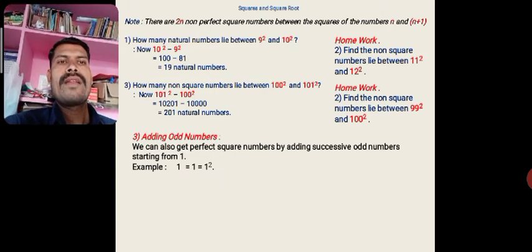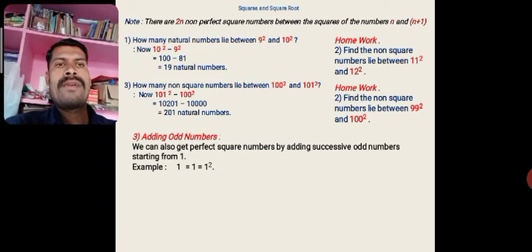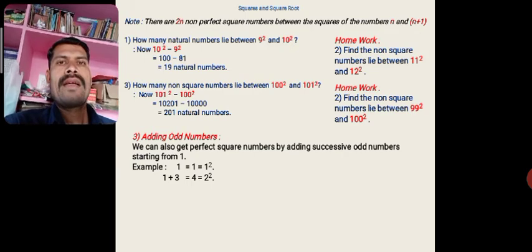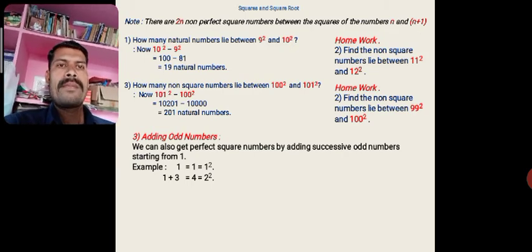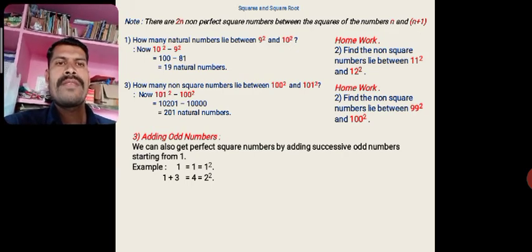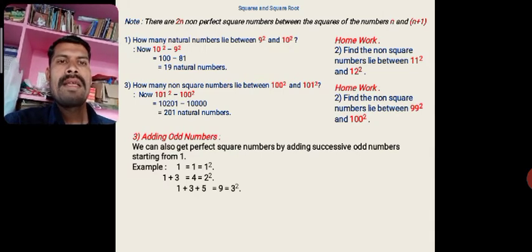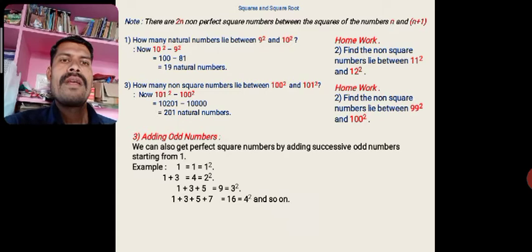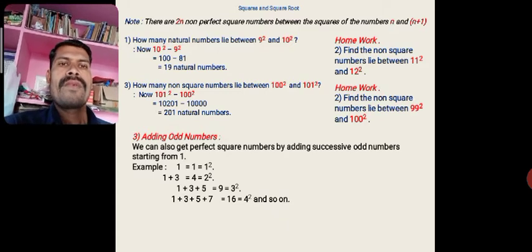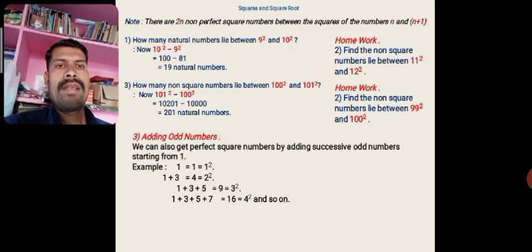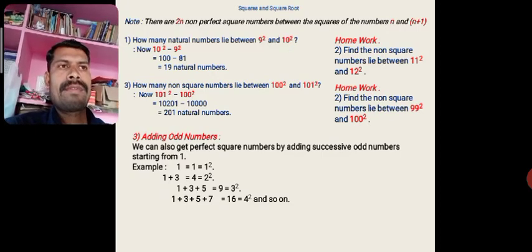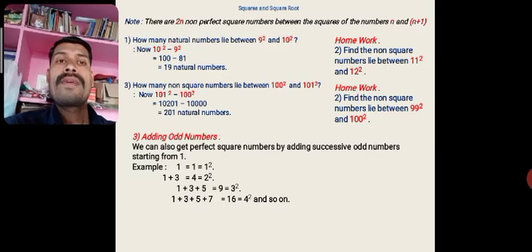That is, 1 is equal to 1 square. Then 1 plus 3, adding the successive odd numbers: you see, 1 plus 3 is 4, and 4 is the square of 2. Similarly, 1 plus 3 plus 5 is 9, and 9 is the square of 3. Again, 1, 3, 5, 7, adding that leads to 16, and 16 is the square of 4. In this way we are going to get the squares.